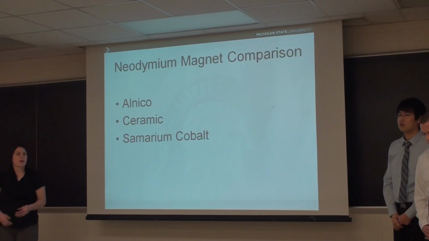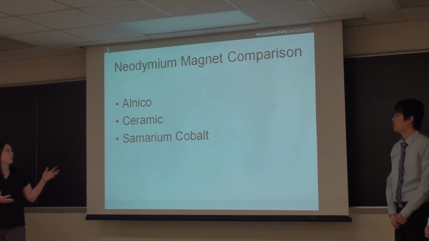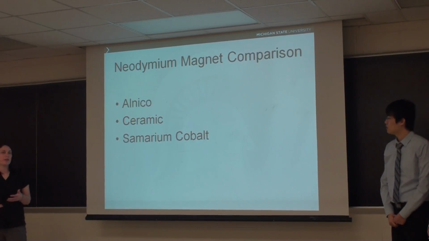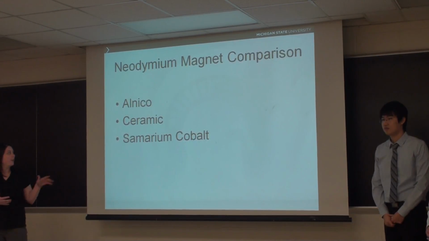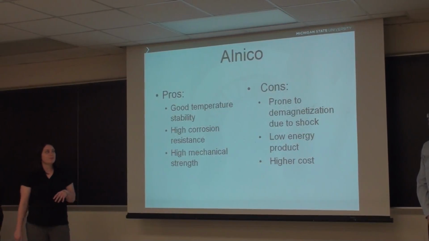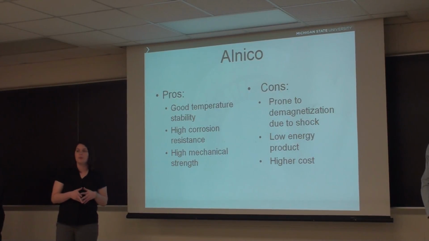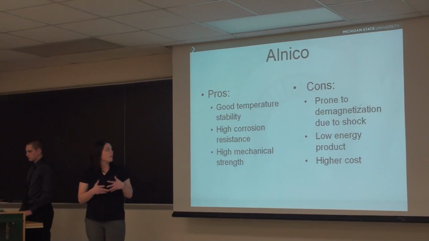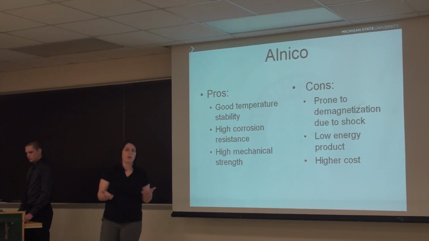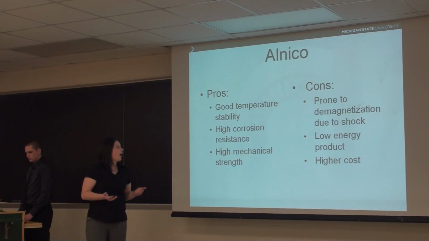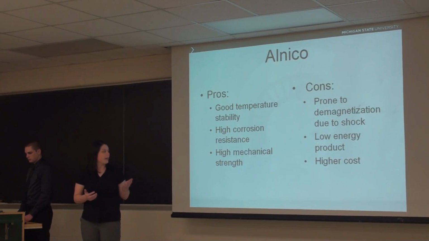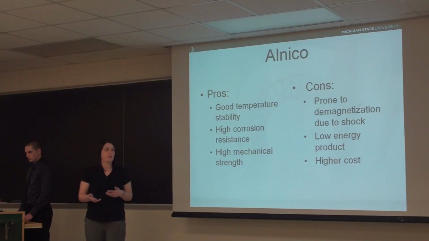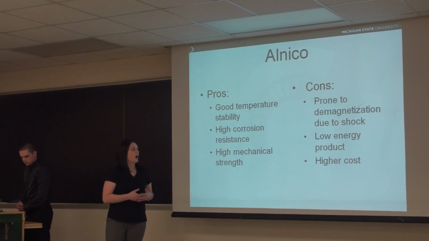So there are other materials besides neodymium that could be used. We'll go over some comparison with them, pros and cons, and why we chose not to use them then. The first one is Alnico, then ceramic, and samarium cobalt. Alnico is an alloy of aluminum, nickel, and cobalt. It has good temperature stability, which means that it can work in different temperature environments. High corrosion resistance, so we wouldn't have to worry about it corroding in some kind of moisture environment. And it has a high mechanical strength, so it wouldn't be prone to breaking or being crushed by anything.